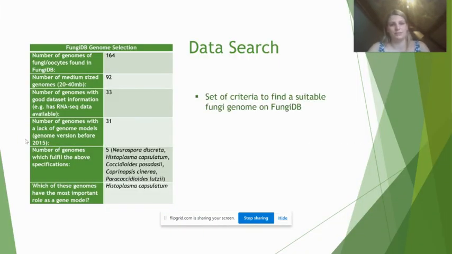So, my methods. First, I started with the data search. I set criteria on FungiDB. As you can see, I used medium-sized genomes. I looked at which had RNA sequencing data and which had genome models before 2015, and it came up with these 5 fungi.